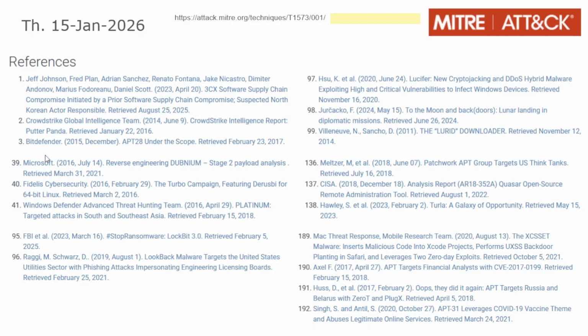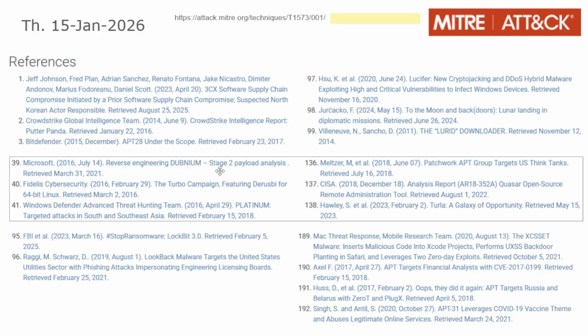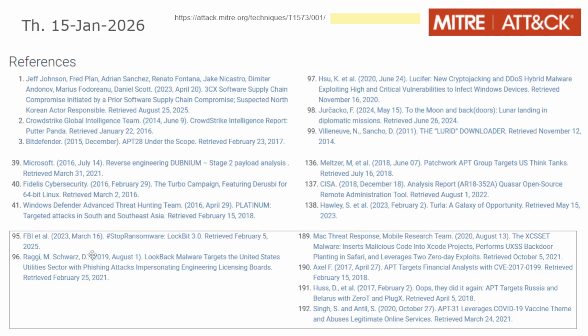Let's take a look now at who is researching. There's CrowdStrike with Putter Panda, and you have Bitdefender. What else? Microsoft, Stage 2 Payload Analysis, Windows Defender Advanced Threat Hunting Team, Platinum, Targeted Attacks in South and Southeast Asia. The FBI has some research on Stop Ransomware, LockBit 3.0. Well, that's fairly new research. We covered LockBit in a paper from 2023.